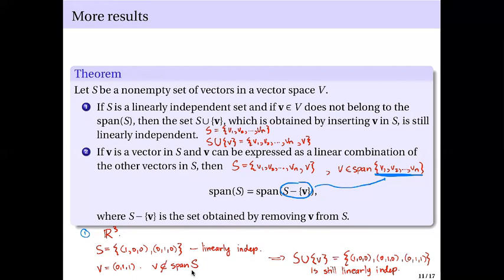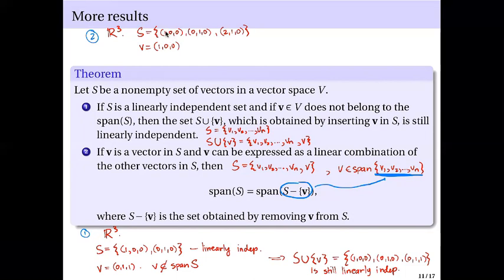Okay? For number 2, let's look at up here. For number 2, still let us use R3. Okay? So this time our S, let's take these elements 1, 0, 0. Let's have 0, 1, 0. And then you have here 2, 1, 0. Okay? Let's use V to be 1, 0, 0. So we have the set S.